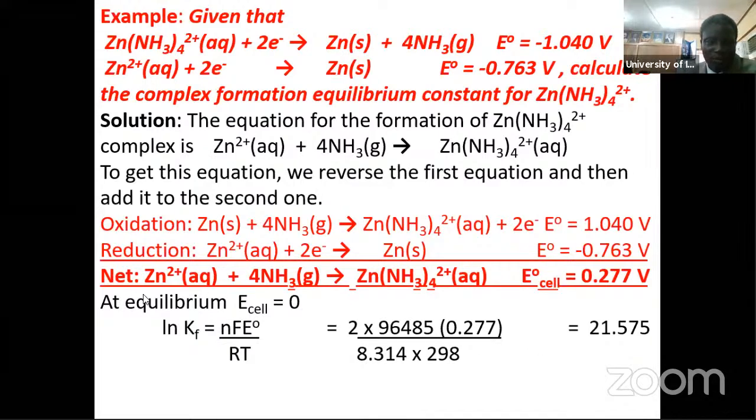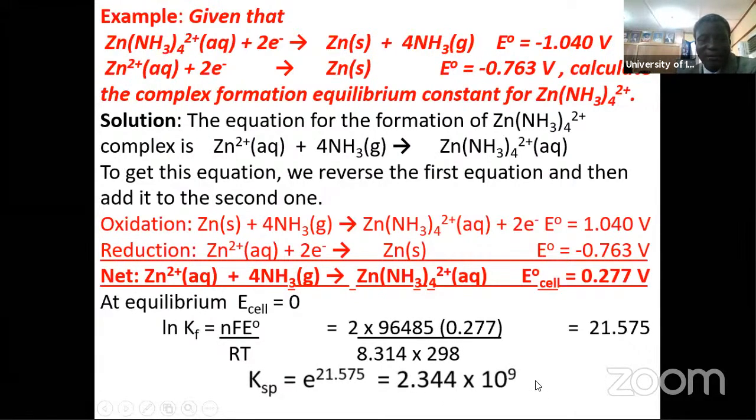The next thing you have to do is substitute in here and calculate your K formation. ln K formation will be equal to NFE naught over RT. Then you substitute, get your ln KF, and then you can find the constant. This is not KSP, this is K for the complex formation. It should be Kf, not Ksp. That will be e raised to power 21.575, and that value is 2.344 times 10 raised to power 9.